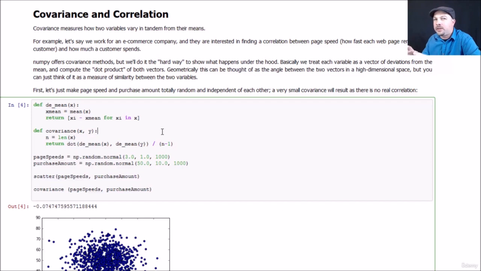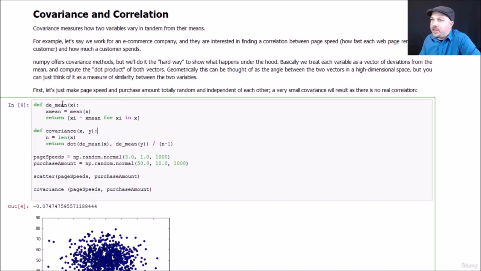So I'm going to do this the hard way. NumPy does have a method to just compute the covariance for you, and we'll talk about that later. But for now, I want to show that you can actually do this from first principles. So covariance, again, is defined as the dot product, which is a measure of the angle between two vectors, of a vector of the deviations from the mean for a given set of data, and the deviations from the mean for another given set of data for the same data points. And then we divide that by n-1 in this case because we're actually dealing with a sample.